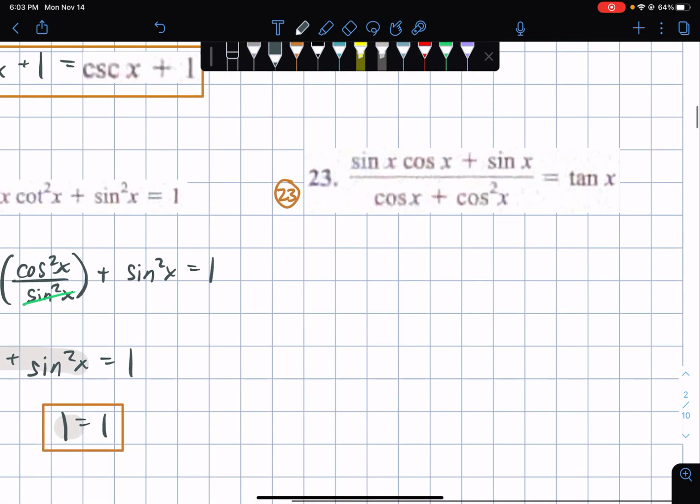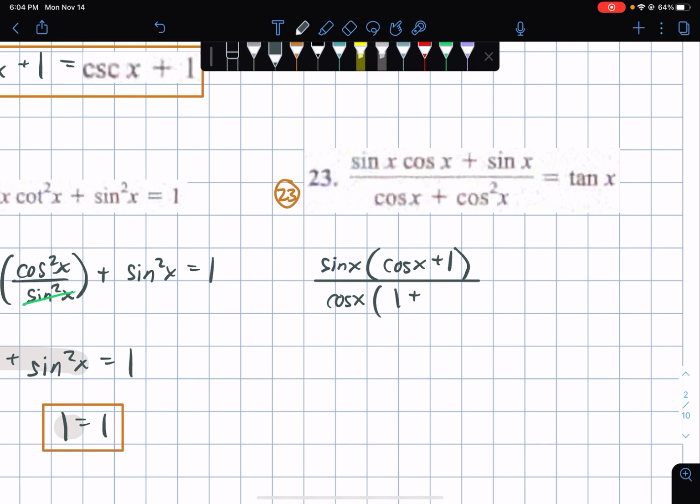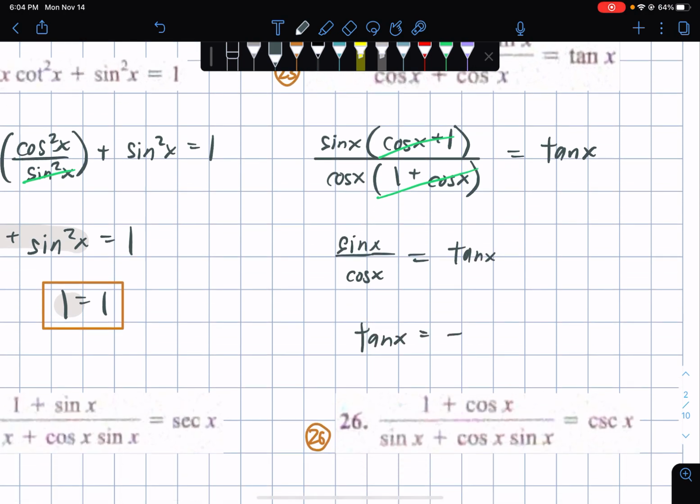Number 23, here we go. Sine, cosine. Okay. I think we could use the factoring method in number 23. We have something like this, and equal to tan x. Cancel both sides. We have sine x over cos x. Obviously, sine x over cos x would already be equal to tangent x.